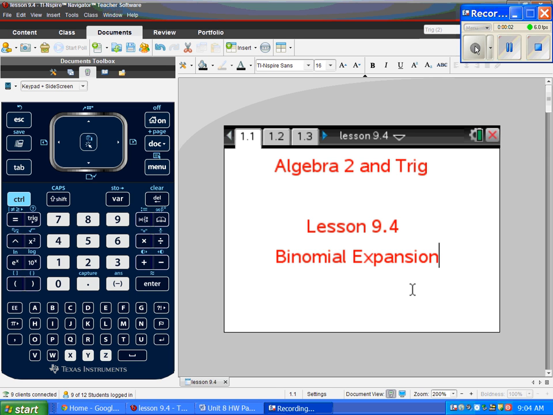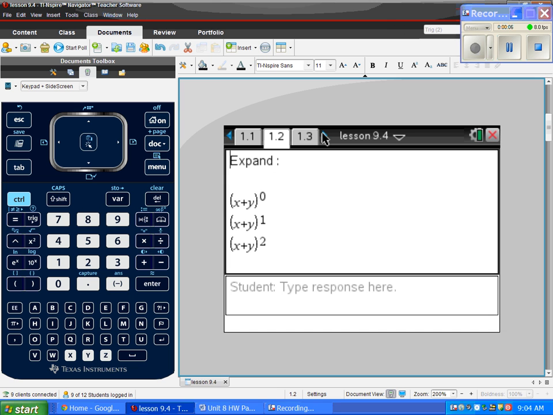All right, so on 9.4, binomial expansion. What binomial expansion is going to allow us to do, let's do a thing. Here we have x plus y to the 0, x plus y to the first, x plus y squared. Let's think, if I had to do x plus y squared out, what would I have to do, guys, if I wanted to expand it out?